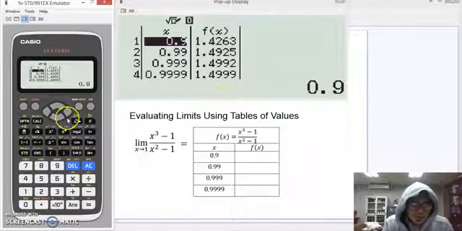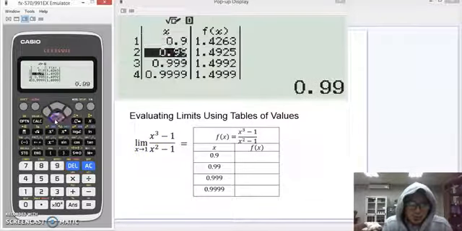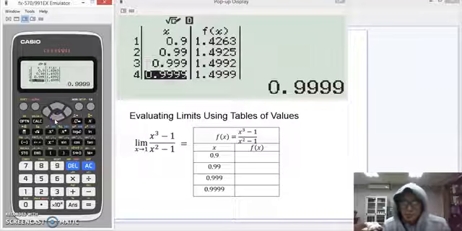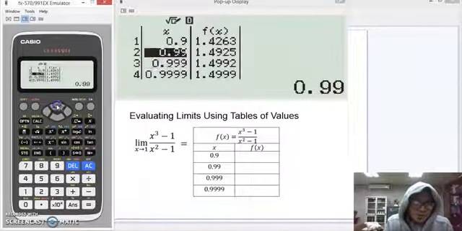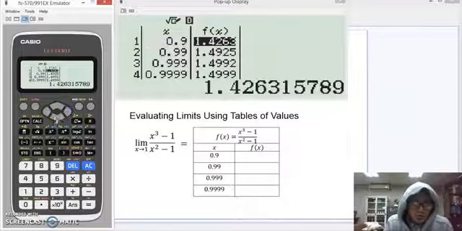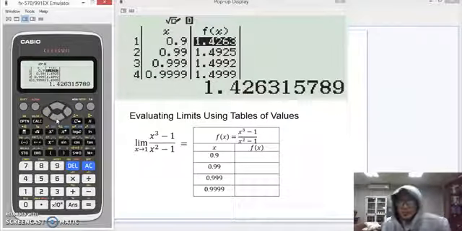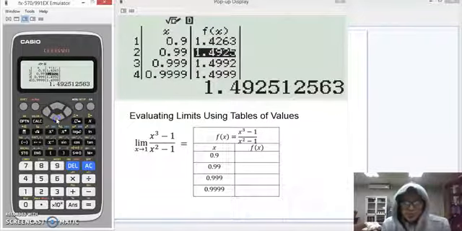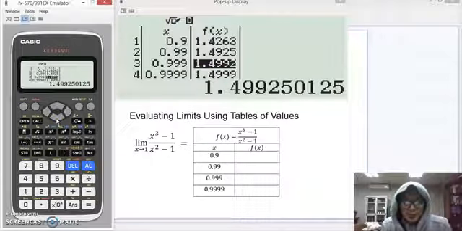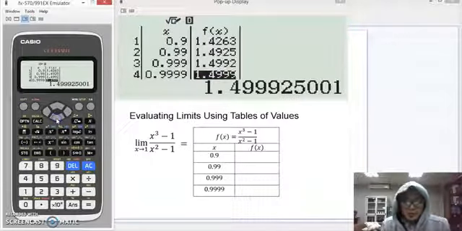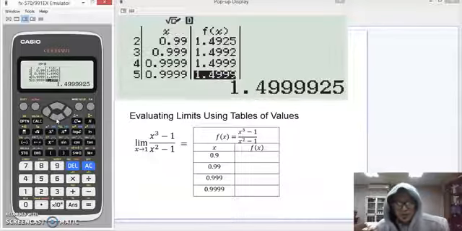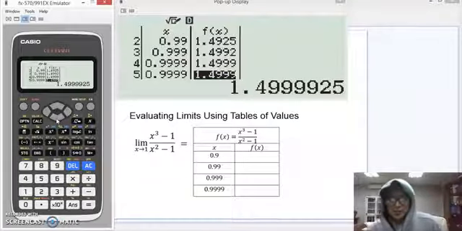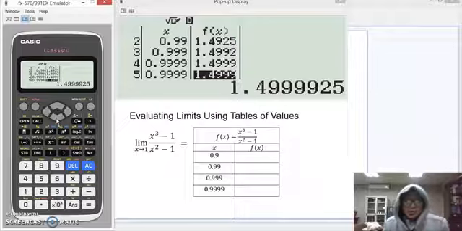You see, as x approaches 1, you have your 0.9, then 0.99, then 0.999. Obviously, it's approaching 1. The corresponding values of f of x are also approaching a number. And what is that number? 1.4263, 1.4925, 1.49925, 1.4999. You see the 4 followed by 3 nines. And then here, the last one, that's 1.499. Obviously, the value that the function is approaching is 1.5 or 3 halves.